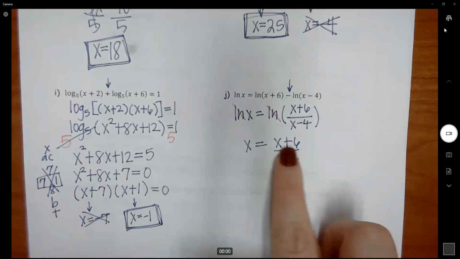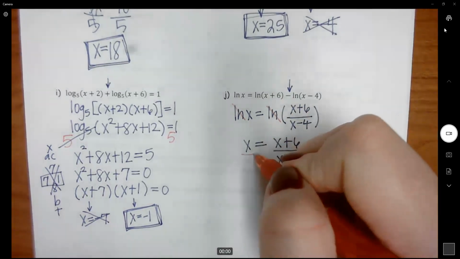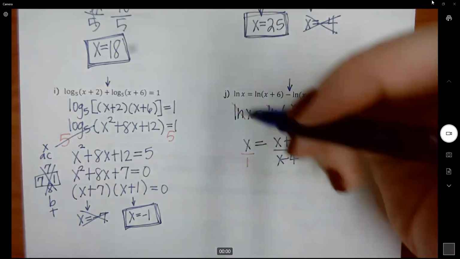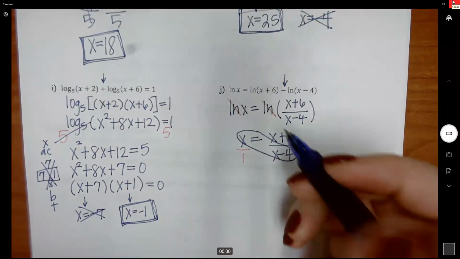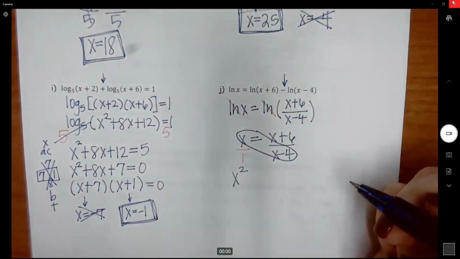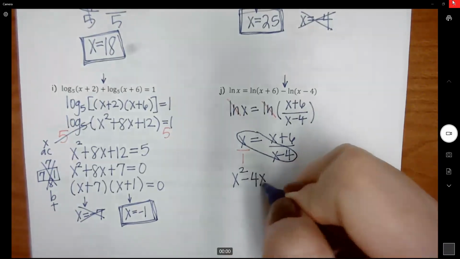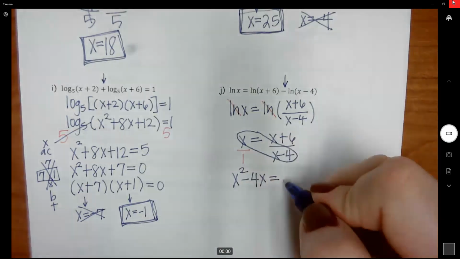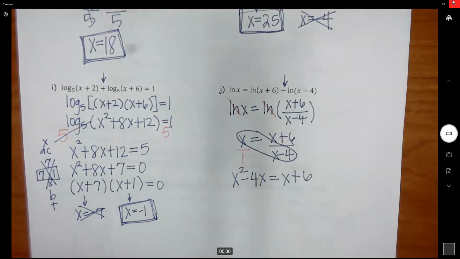Now you can solve this by getting rid of this in the denominator, but I think the easiest way is to almost treat this as a proportion. So instead of this being x, I will make this x over 1, and then I'm going to cross multiply. So when I cross multiply this way, we have x times x, which is x squared, and x times a -4, which is -4x, equals, now cross multiply this way. 1 times x is x, and 1 times 6 is 6.